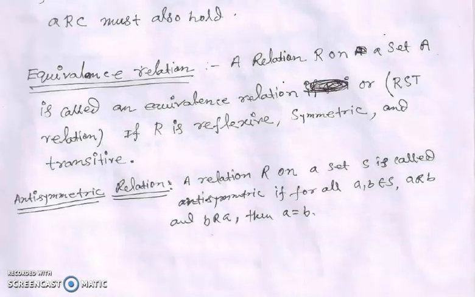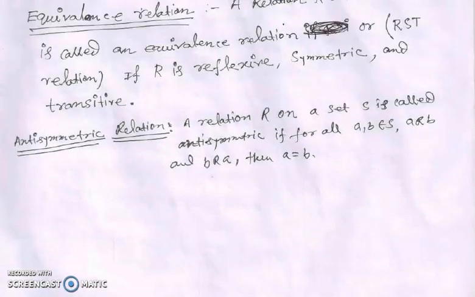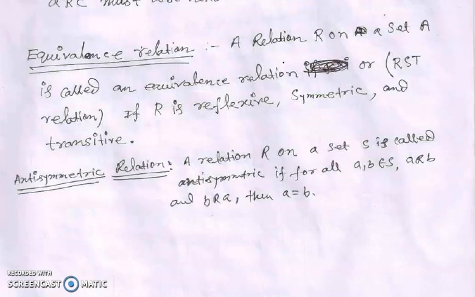Another very important relation is the antisymmetric relation. What is this? A relation R on a set S is called antisymmetric if for all a, b belonging to S, whenever a R b and b R a both hold, it must be that a equals b. Then we say that the relation is an antisymmetric relation.